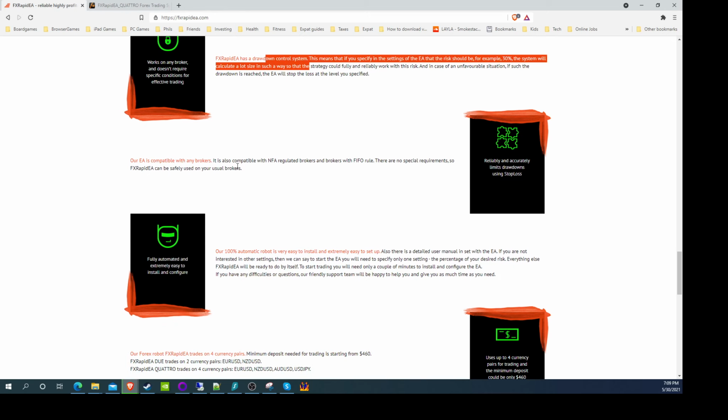I would say. Also compatible with NFA regulated brokers, with FIFO rules, so it respects the FIFO rule, which a lot of EAs do not. That's a kind of a very silly rule, but it's there if you happen to be trading with a US broker, and having an EA that can work with that rule is great to see, but it's certainly not always possible to code around that or work around that with your algos.